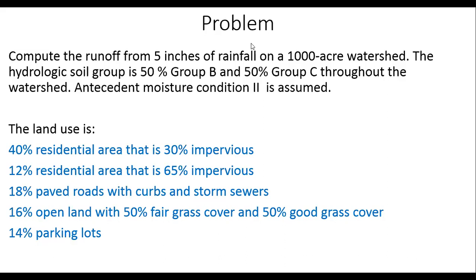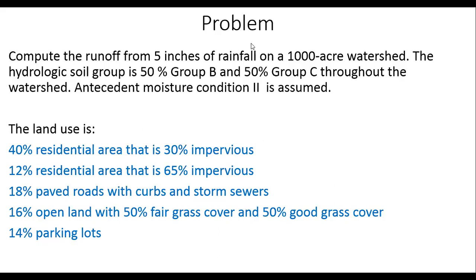Anyway, so this was the problem statement where you were given the total precipitation, 5 inches of rainfall. The area of the watershed was given, although we didn't use that in the problem. And then the soil type in the watershed was given, 50% group B, 50% group C, and then the different land use types were mentioned, and it was mentioned that you have to assume antecedent moisture conditions too, which means normal moisture conditions, right? Not dry, not wet.